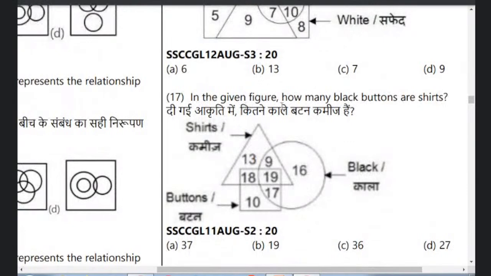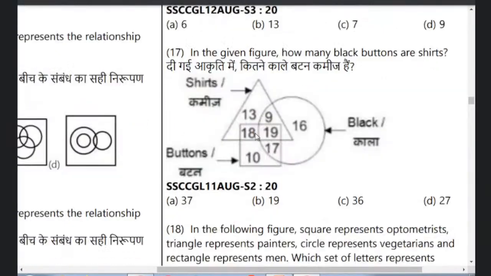How many black buttons are shirts? Black is represented by the circle, shirt by the triangle, and the square represents the button. How many black buttons are shirts? Which means we have to find black, button and shirt. So B is the correct option.